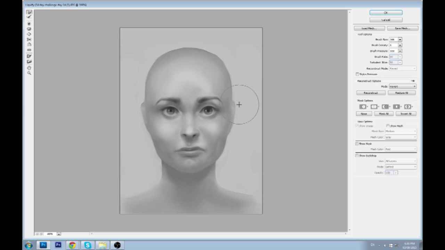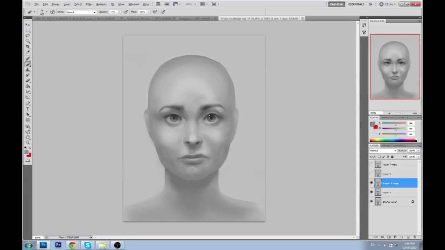And her eyes need to be a little bit more shocked. So we're seeing more whites under this eye. Okay, so that's a little bit more disgusted.